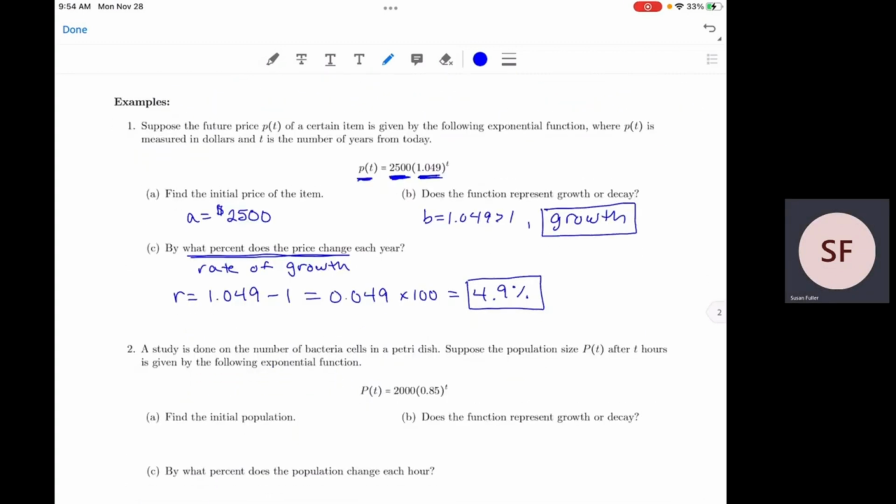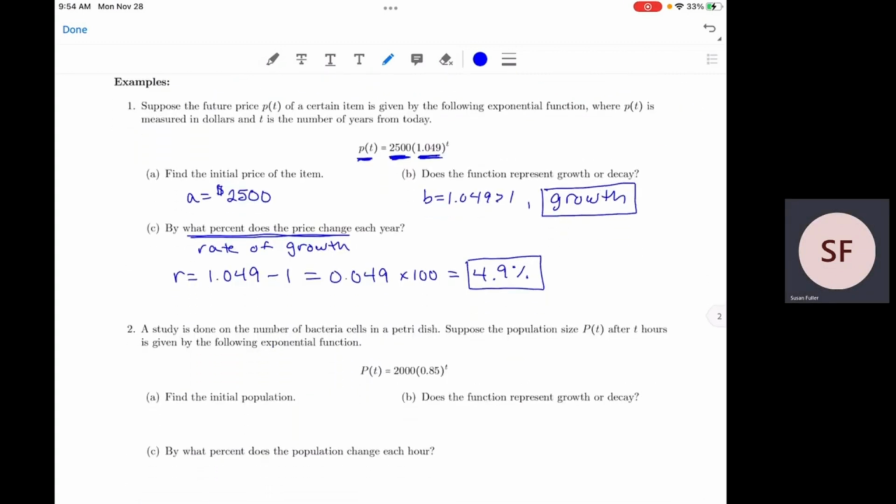The next one, a study is done on the number of bacteria cells in a petri dish. Suppose the population size P of t after t hours is given by the following exponential function. P of t equals 2000 times 0.85 to the t power.